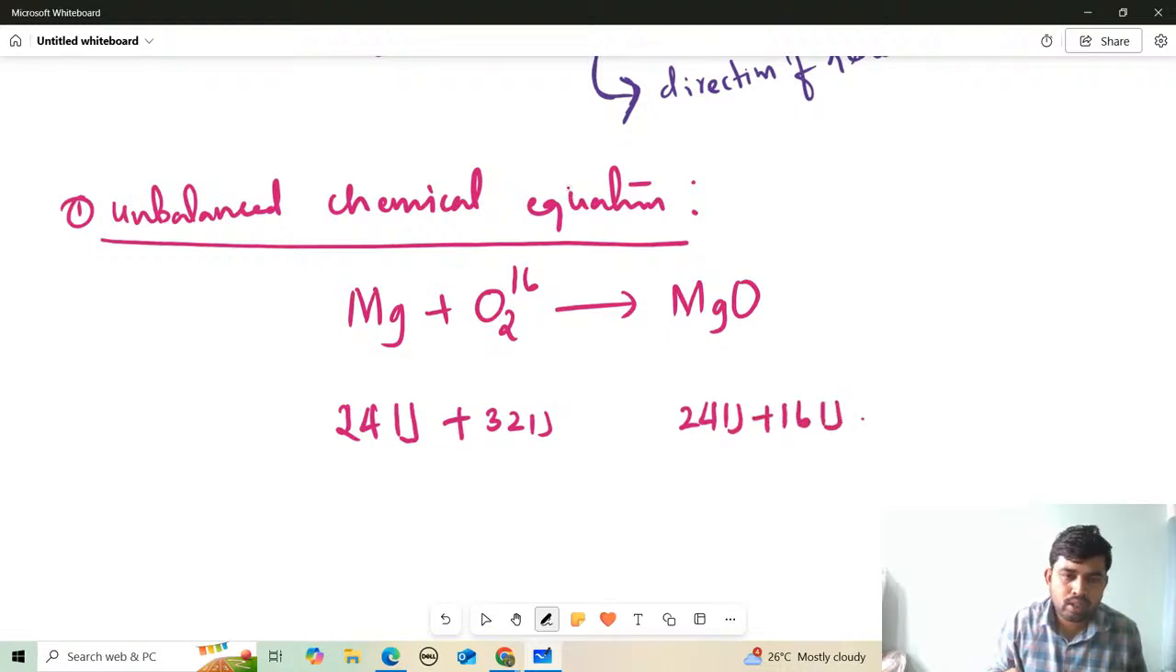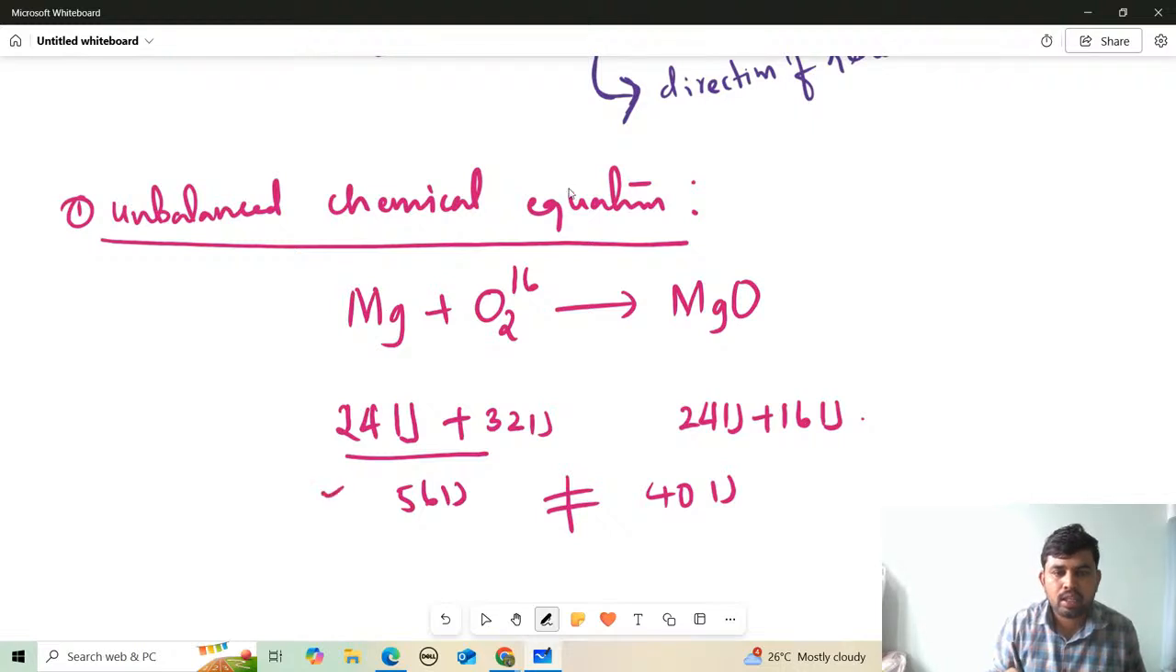So here you can see the total mass on the left will be 24 plus 32, which is 56 unified mass, which is not equal to 24 plus 16, which is 40. So the mass of the reactants is not equal to the mass of the products.